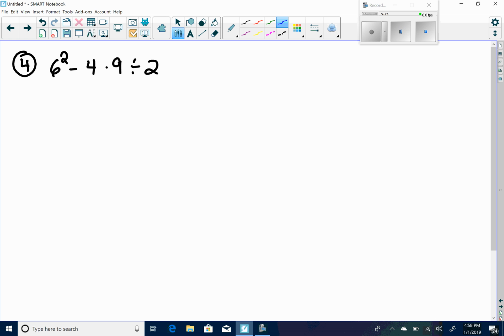Again, if you notice, there are no parentheses, but we do have exponents, so I want to take care of that first. 6 squared means 6 times 6, so that'll give us 36. Then I'm just going to rewrite the rest of the problem.